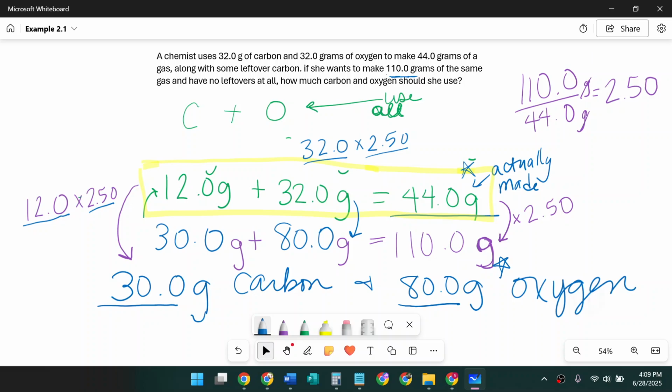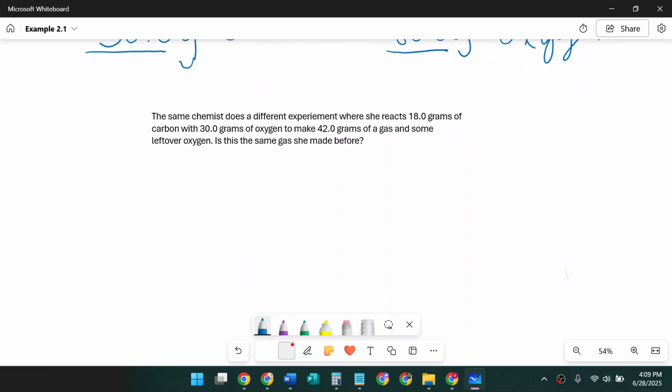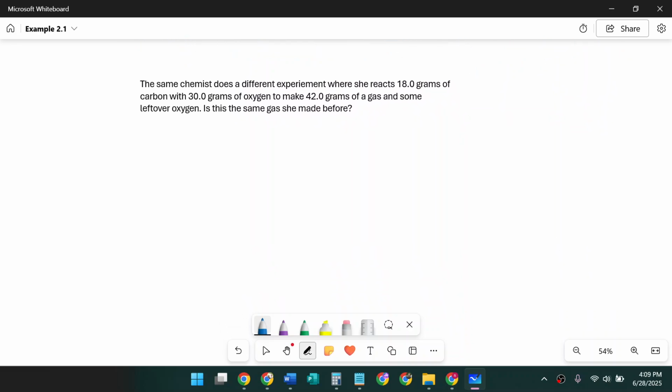Okay, so now let's look. There's another one underneath that first one. It says the same chemist does a different experiment where she reacts 18 grams of carbon with 30 grams of oxygen to make 42 grams of a gas and some leftover oxygen. So we can kind of start out by laying it out to see what we're doing. We're adding some carbon, we're adding some oxygen, we're going to make some kind of gas. We don't know what, so I'm not going to write anything over here to the side.